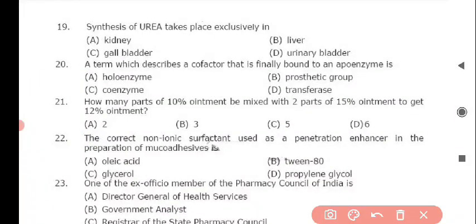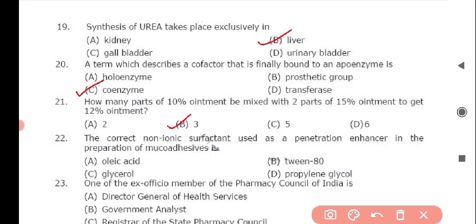Next question is synthesis of urea takes place exclusively in, and the correct answer is option B, liver. Next question, a term which describes a cofactor that is finally bound to an apoenzyme is, and the correct answer is option C, coenzyme. Next question, how many parts of 10% ointment we mixed with 2 parts of 15% ointment to get 12% ointment? Answer is option B, that is 3.